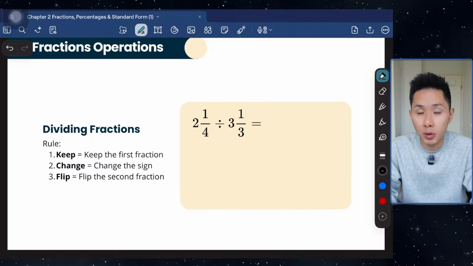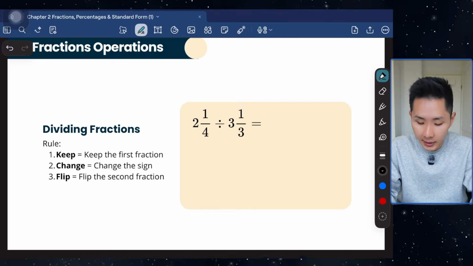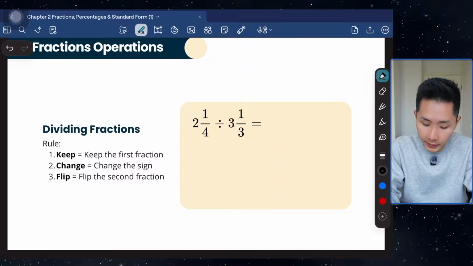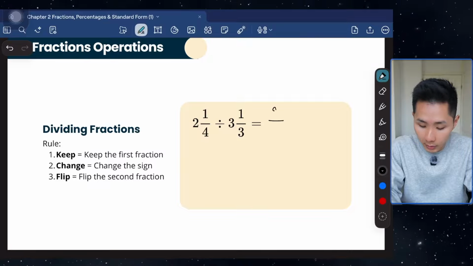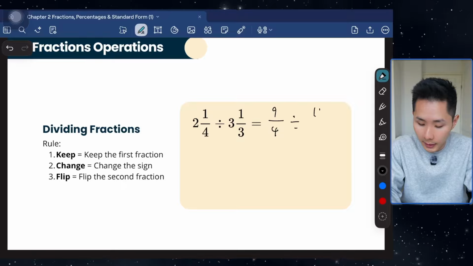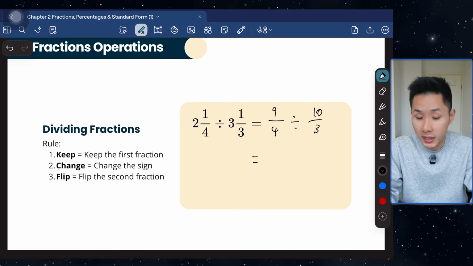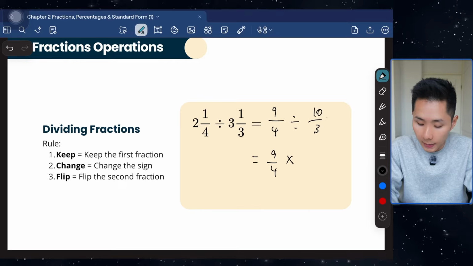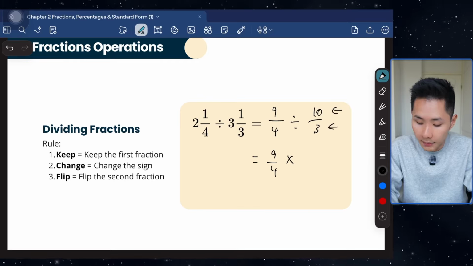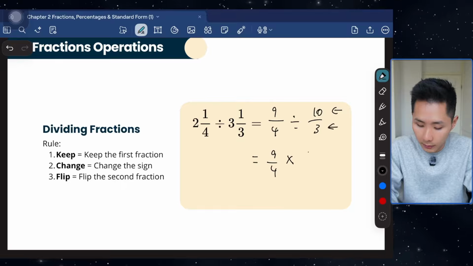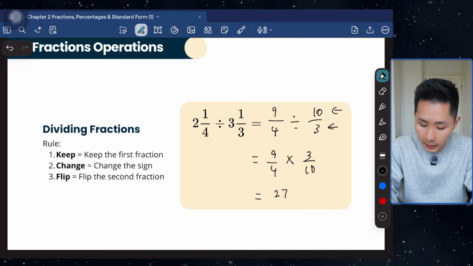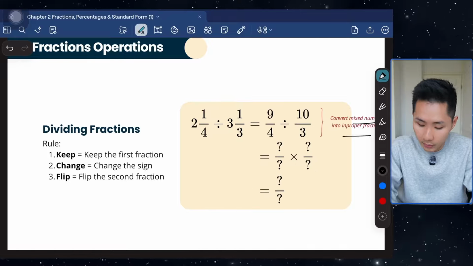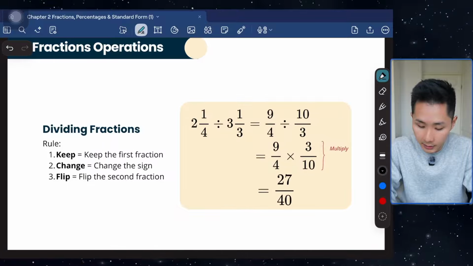There will also be times where you will be asked to divide mixed numbers. The first step that I will always take is to convert these into improper fractions. For example, for the first one, I will convert it into 9 over 4 divided by 10 over 3. After that, everything will be as usual. You flip the division operator into multiplication and then flip the numerator and denominator of the second fraction, which will give you 3 over 10. So you just multiply them together and you would have gotten the final answer. Convert mixed numbers into improper fractions, multiply them together, and then you'll get the answer.